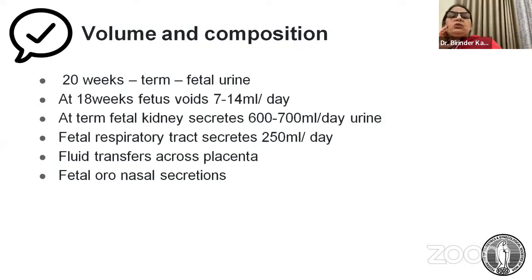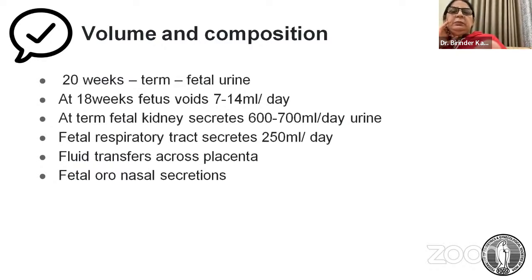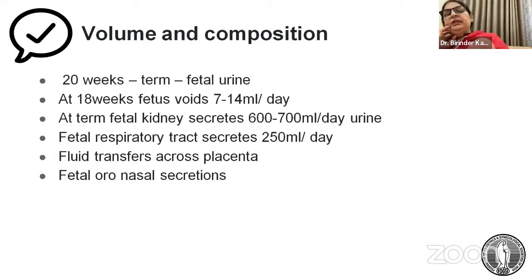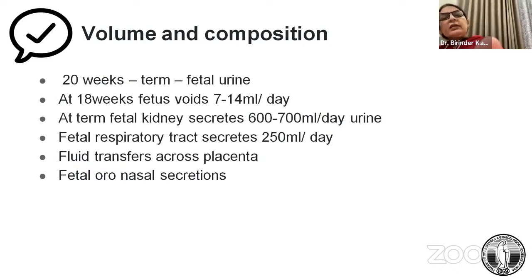From 20 weeks onwards till term, the main contributor is the fetal urine and the lung secretions. At 18 weeks, the fetus starts voiding 7 to 14 ml per day, and at around 28 weeks, the fluid is around 800 ml. The maximum amniotic fluid is at around 32 to 36 weeks, which is about 1 liter. Then it starts decreasing, and at term it is again around 800 ml.